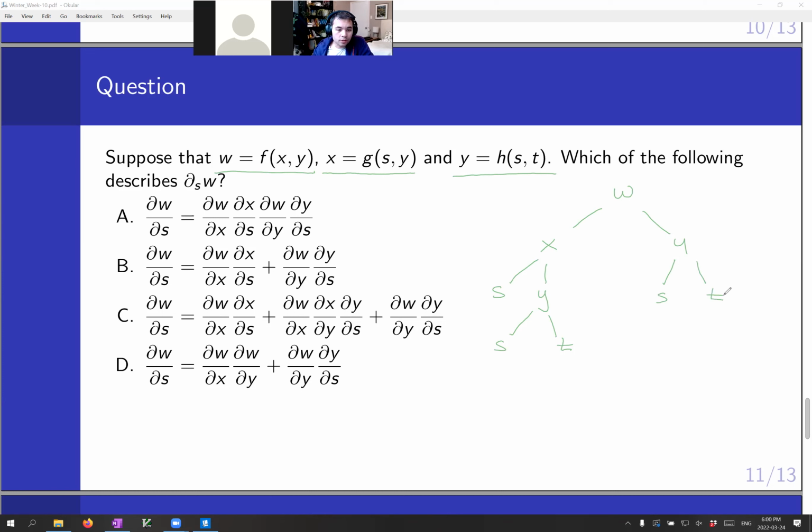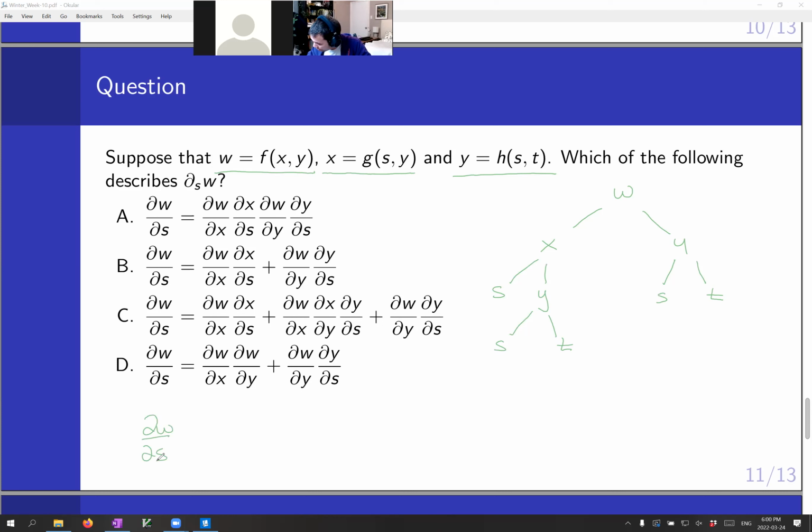Right? And so now we're asked to find the derivative of W with respect to S. Right? So we want dW/dS. So what we want to do, how can I change my color? Oh, here we go. So what we want to do is find all the paths from S to W, right?